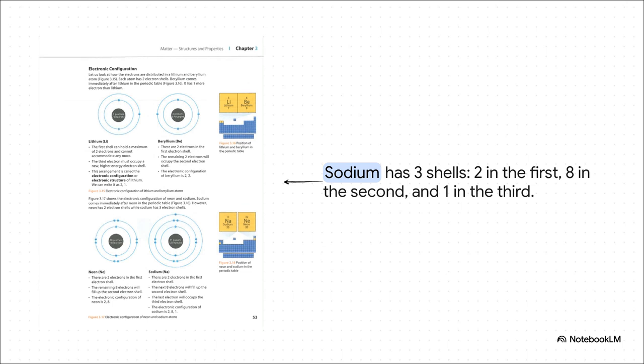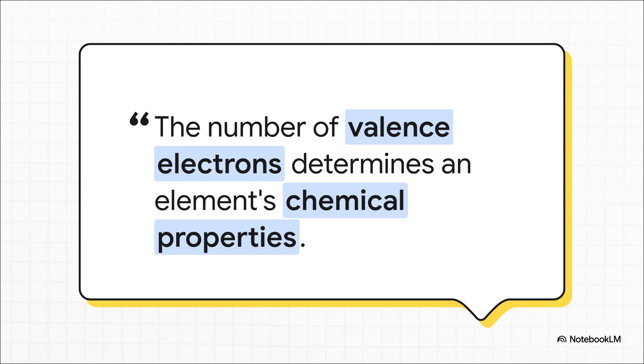Let's jump ahead to sodium. Sodium has 11 electrons, so its configuration goes 2 electrons in the first shell, then the second shell fills up with its maximum of 8, and that lonely 11th electron, it has to start a third shell all by itself. So just like lithium, sodium also has 1 single valence electron. That's not a coincidence.